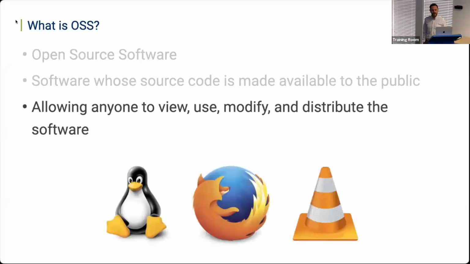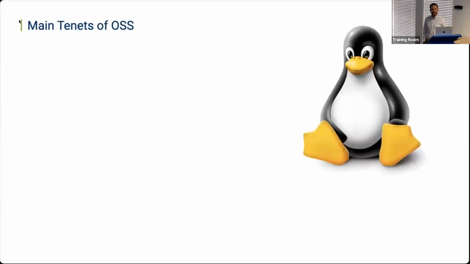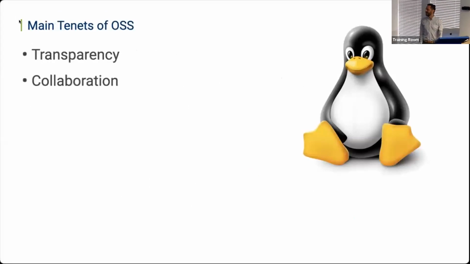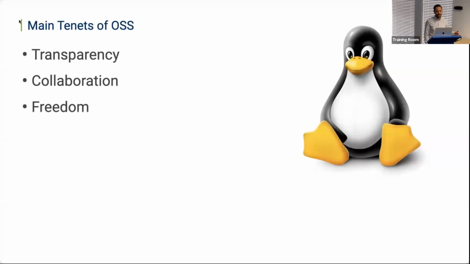Very cool. Some of my favorite applications are open source, including Mozilla Firefox, Linux, and the VLC Media Player. Very exciting stuff. So let's talk about some of the main tenets of OSS: a little bit of transparency, a little bit of collaboration, and a little bit of freedom. It's freedom to customize and improve upon the original software, which can lead to rapid innovation and the sharing of knowledge across the open source community.